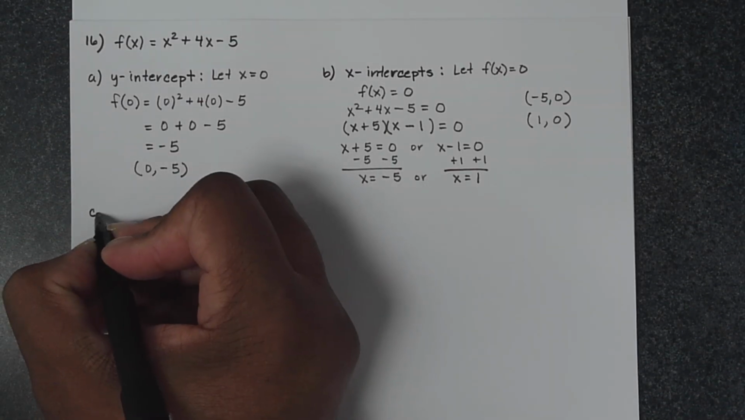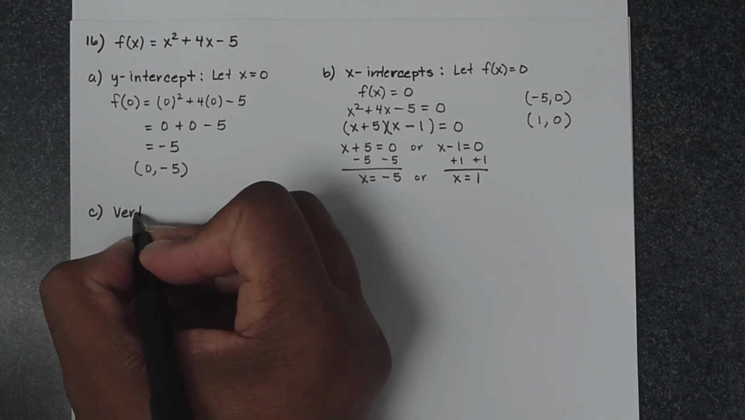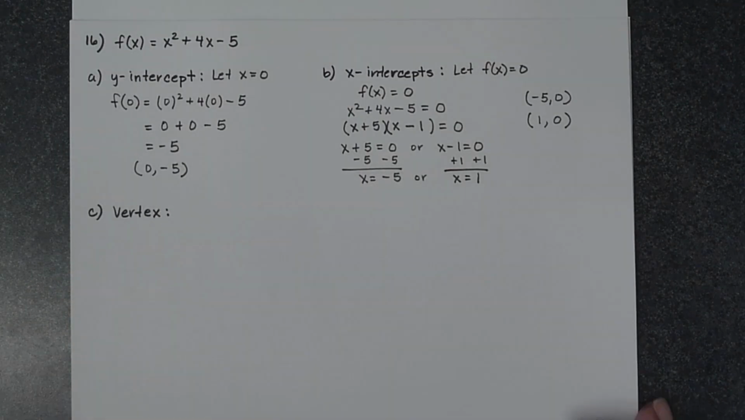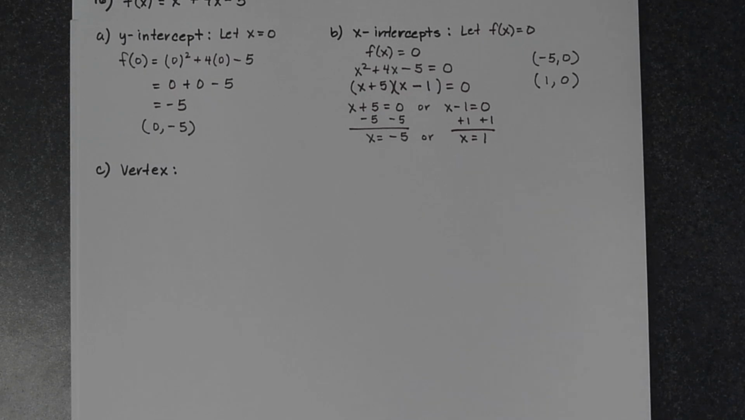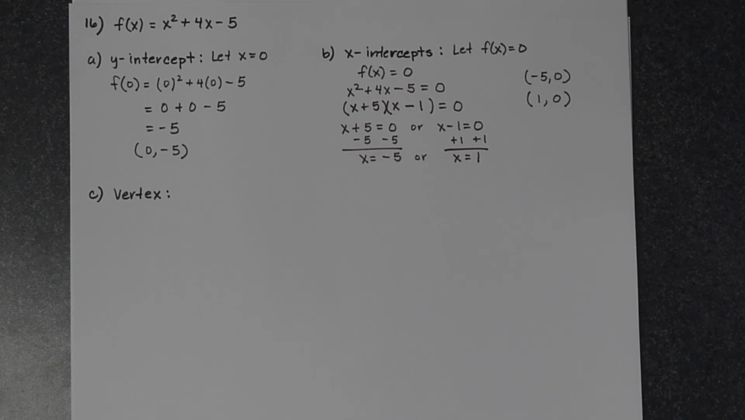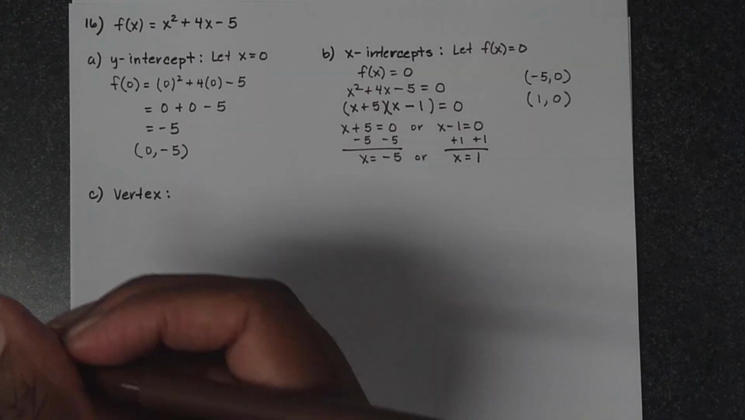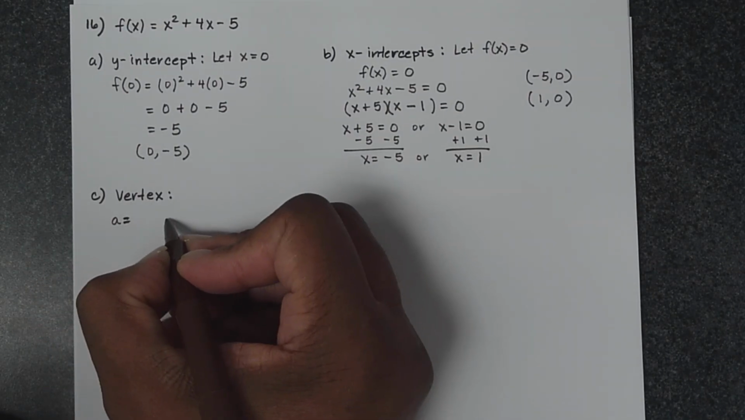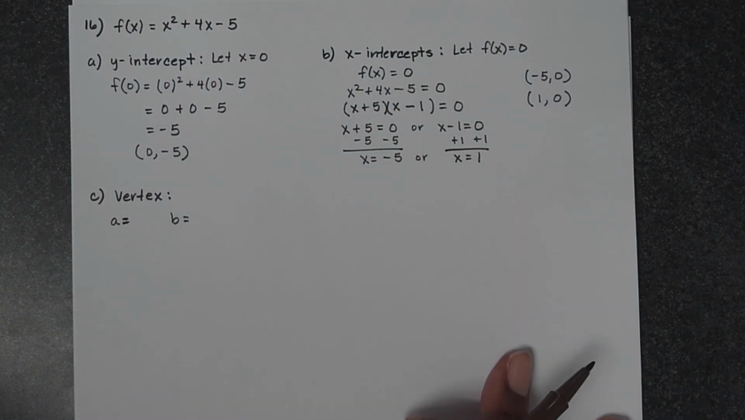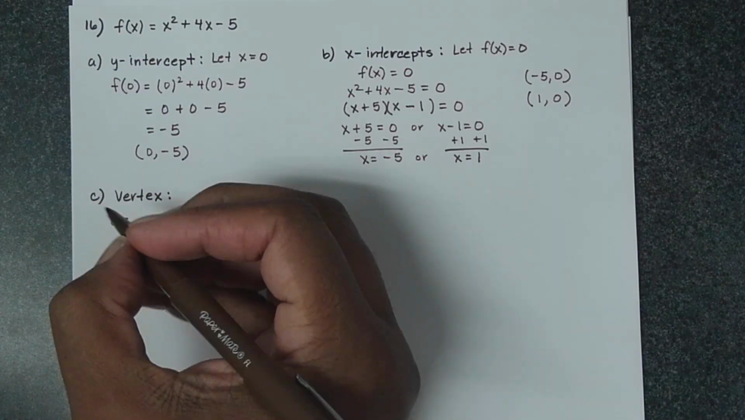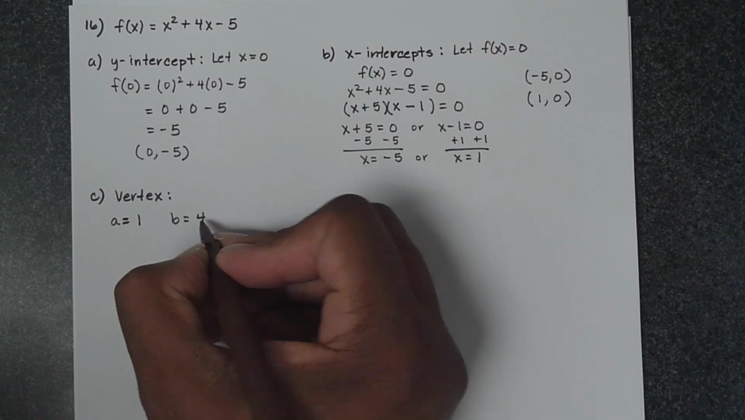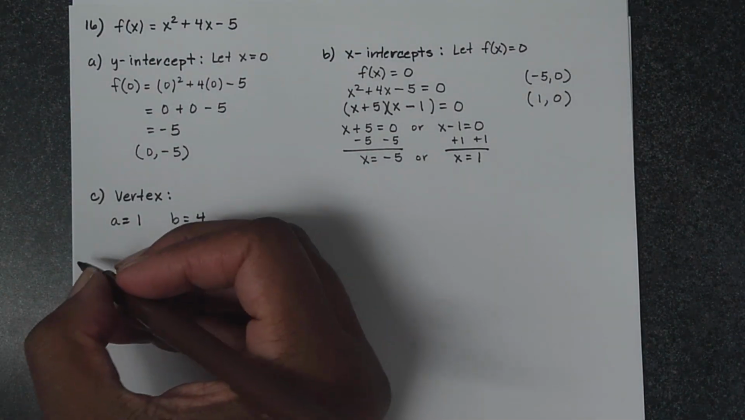Part C, we have to find the vertex of this parabola. The vertex. So we have to use the formula for the x-coordinate of the vertex here. I need to identify what a is and what b is. a, of course, is the coefficient of your x squared term, which is the understood 1. The b is the coefficient of your x term, which is going to be 4 from this quadratic function.